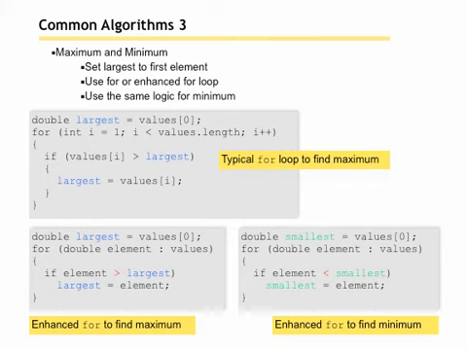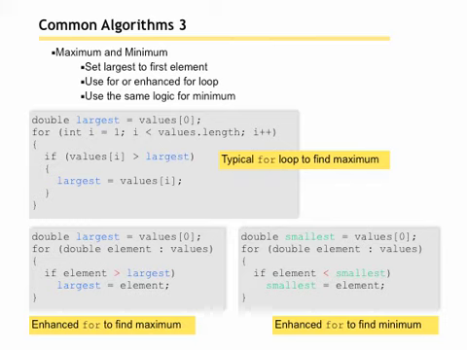Similarly, to find the minimum, we use a variable smallest, and we set it equal to the first element in the array. Then our if statement is: if the current element is less than the smallest, then we set smallest equal to the current element.